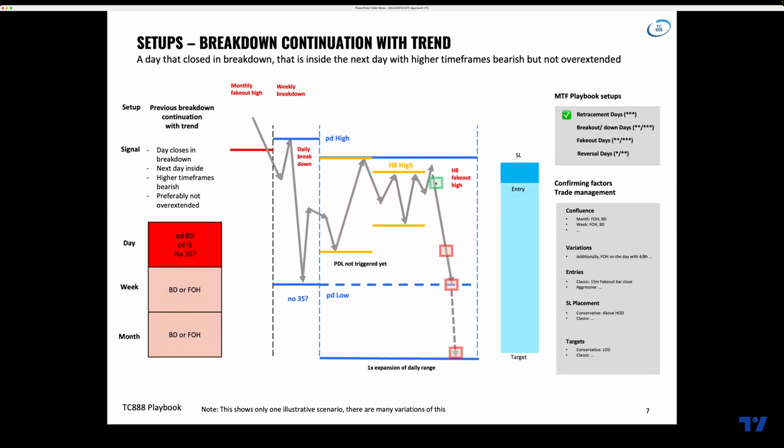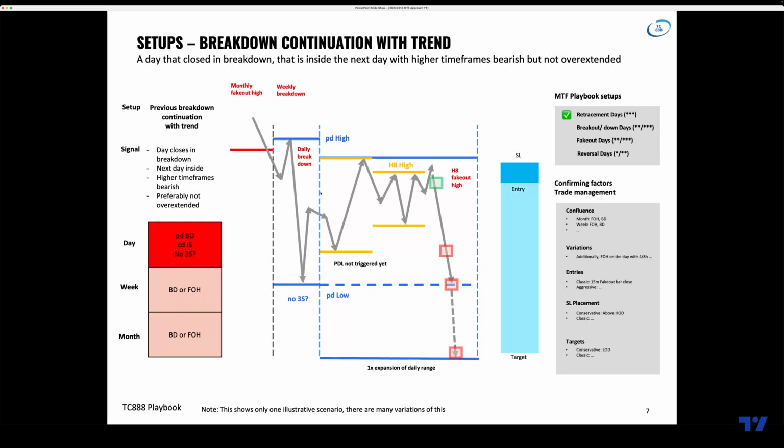Once you get this fake out high and all the higher time frames are bearish, this is a very nice setup. And you can typically look at least at day low, maybe previous day low, or also one full expansion of the range of the day. So this is one of my favorite setups. This works with breakdown, but also with fake out high.